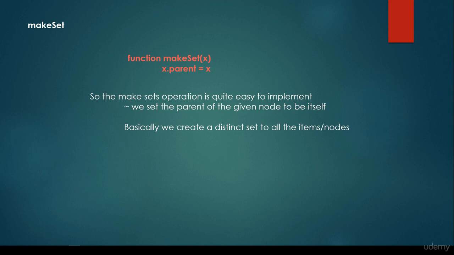So what about the make set operation? These operations, by the way, are very easy to implement. The make set is going to assign a distinct set to each of the items. We are going to talk about vertices, so sometimes I'm going to say vertices. So we have the X, it can be an item, it can be a vertex of a graph, whatever, but basically we set the parent to be itself. So we create a distinct set for all the items.